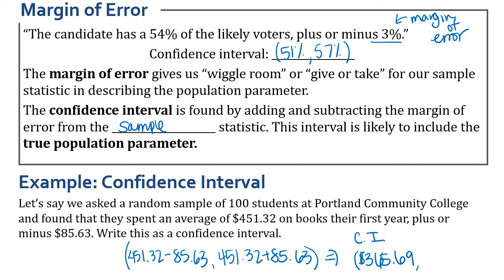$365.69 and the largest value in the interval, $536.95. So what this means is if I took a random person from Portland Community College or any college and looked at what they spent on books their first year, it is going to most likely fall, most people will say, between $365.69 and $536.95. So most of the data is going to fall within those two values.